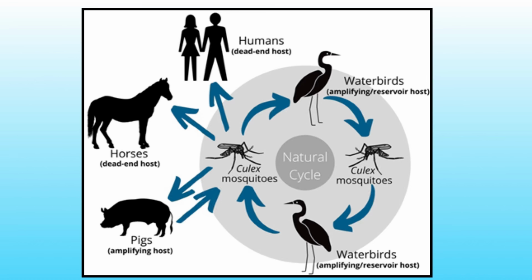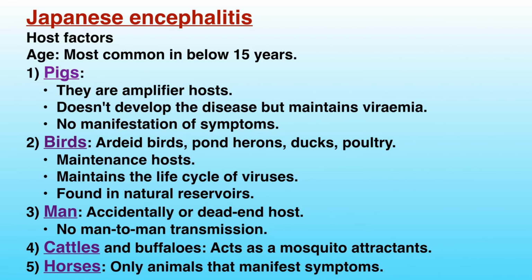Water birds are the reservoir hosts, pigs are the amplifying hosts, horses are dead-end hosts and humans are dead-end hosts. So now let's talk about the host factors of Japanese encephalitis. The most common age affected is below 15 years. Pigs, the amplifier host, don't develop the disease but maintain the viremia. No manifestations of the symptoms.